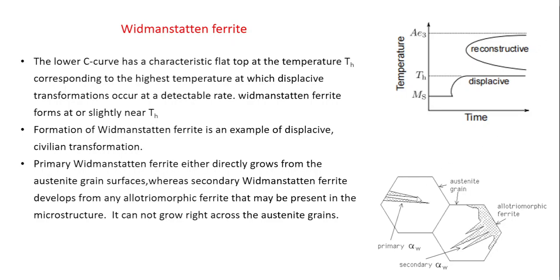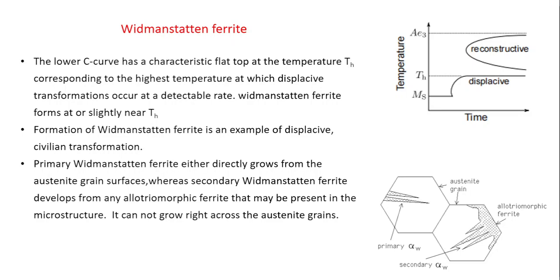The primary Widmanstatten ferrite is nucleated at the original austenite grain boundaries, and then the ferrite grows in the form of platelets. Which type of platelets? From the ferrite into the austenite grains. So this is called as the primary Widmanstatten ferrite.